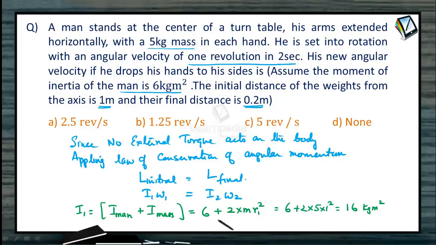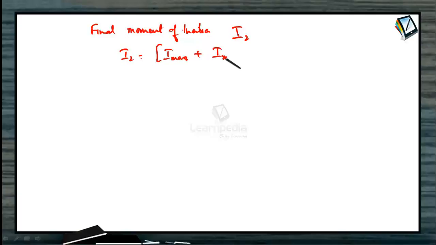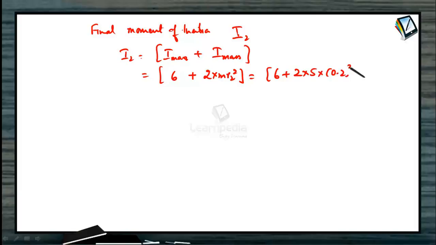Likewise, we'll calculate the final moment of inertia, I2. What is I2 equal to? Moment of inertia of the man plus moment of inertia of the masses finally. The moment of inertia of the man is again 6 kg m², plus 2 into mass into r2 square. That is 6 plus 2 into mass. Now what is the mass and distance? Mass is given as 5 kg, and distance is given as 0.2 squared.